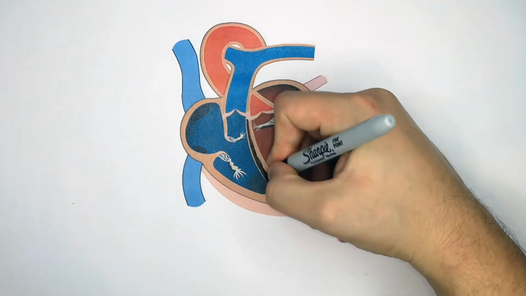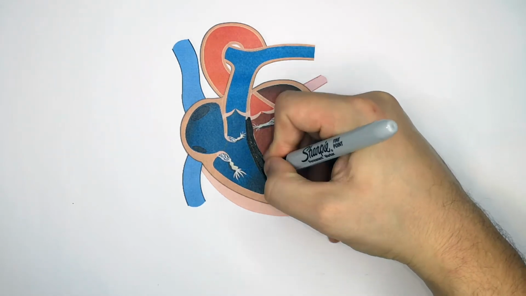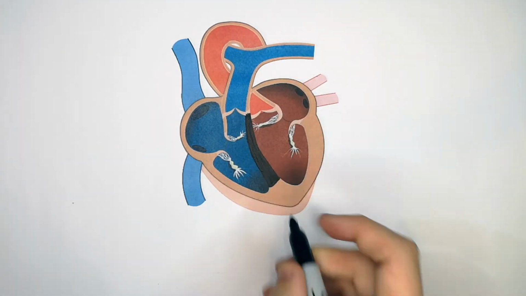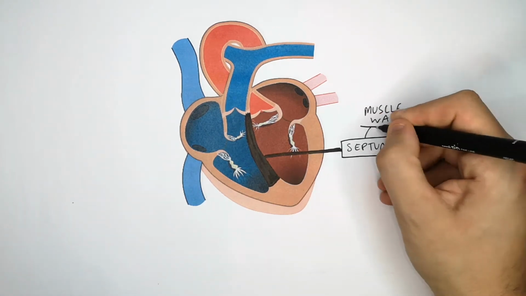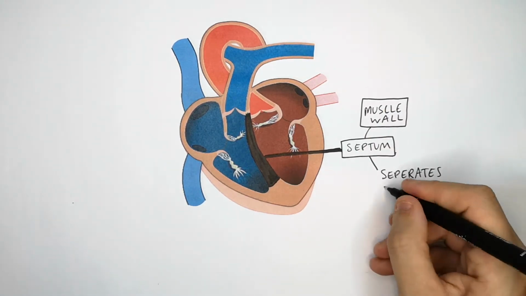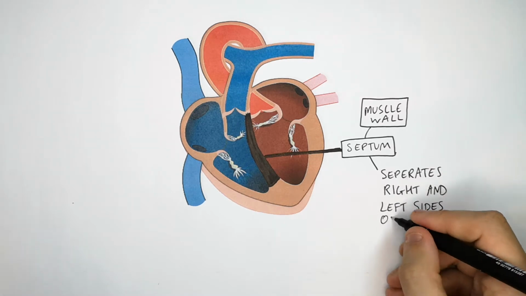This here is the septum. The septum is a muscle wall that separates the right and left side of the heart. So remember, the septum is a muscle wall that separates the right and left side of the heart.